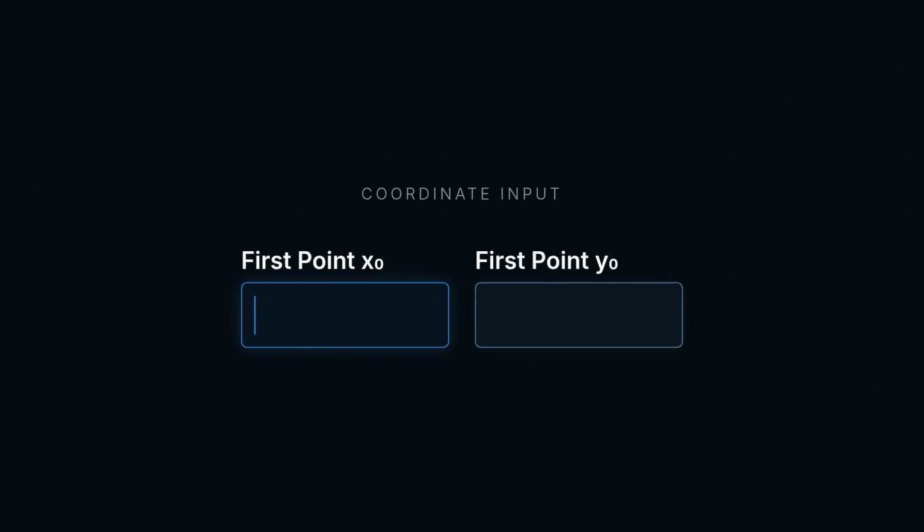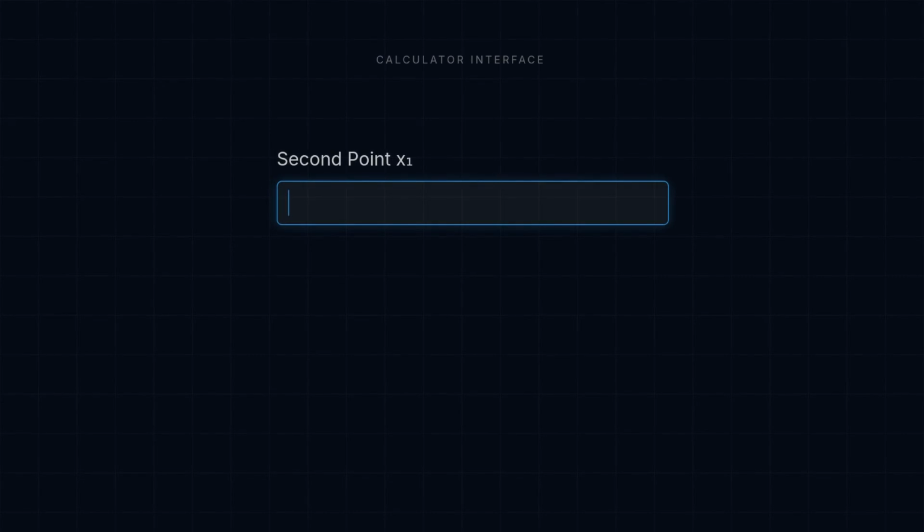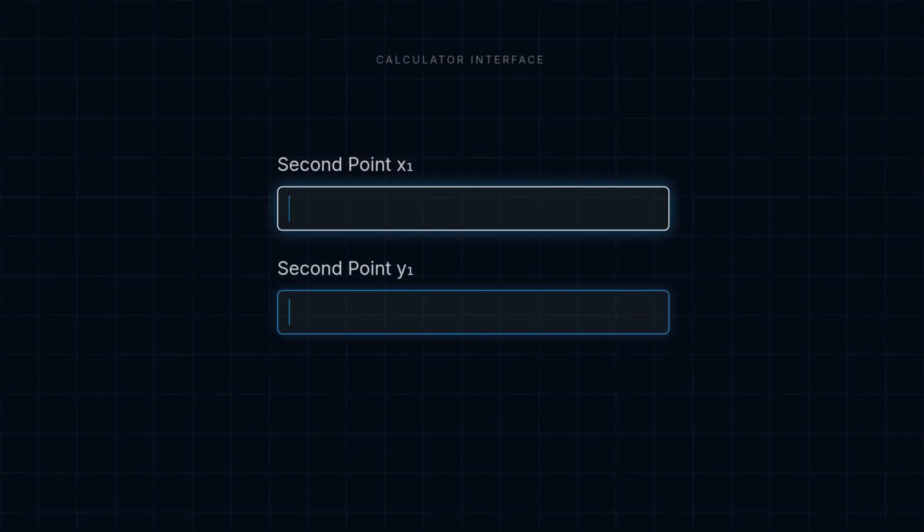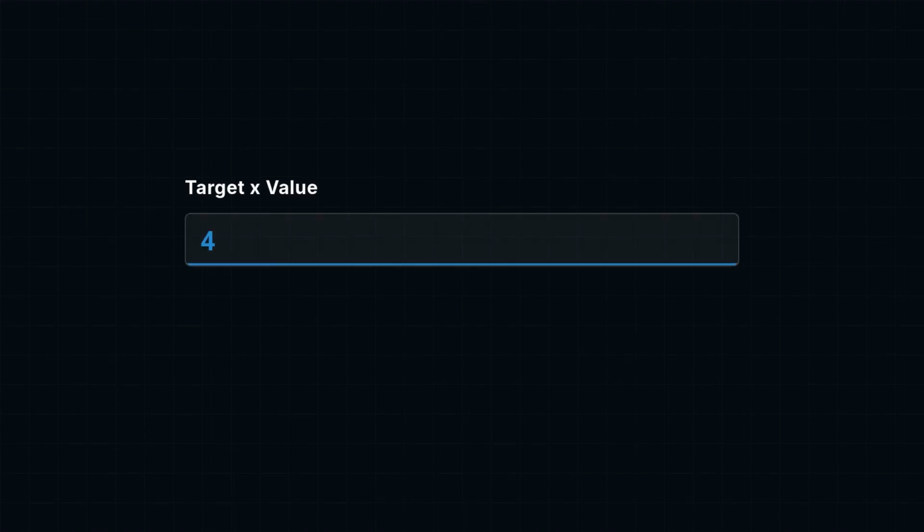For the first point, we have first point x0 and first point y0. For the second point, we have second point x1 and second point y1. Finally, we enter our target x value, which is the x-coordinate where we want to find the corresponding y value.